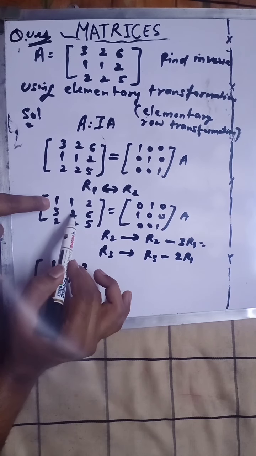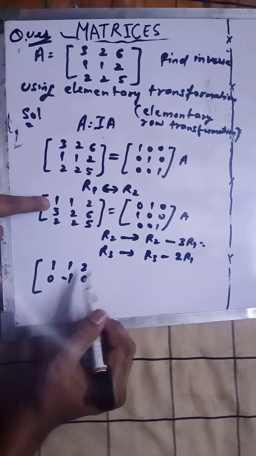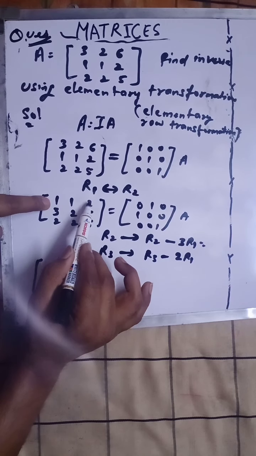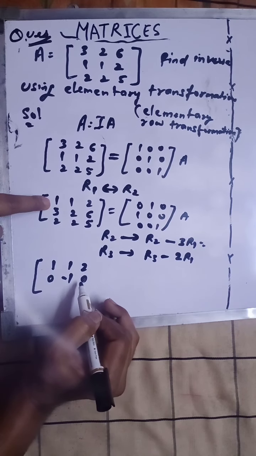You are multiplying this by 3 and subtracting from this. So 2 minus 3, that would be minus 1. 6. So you are multiplying this by 3 and subtracting from 6. So you will get 0.